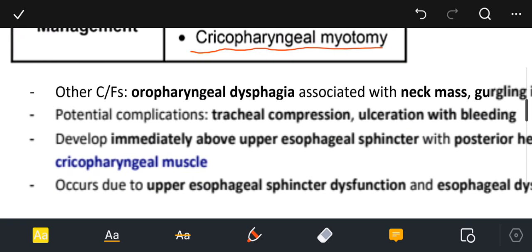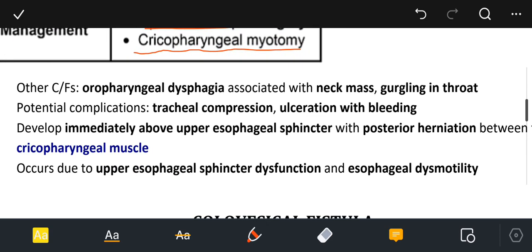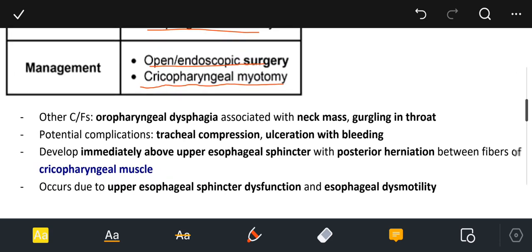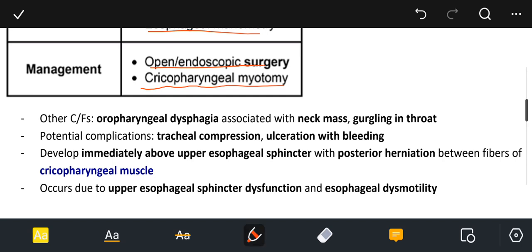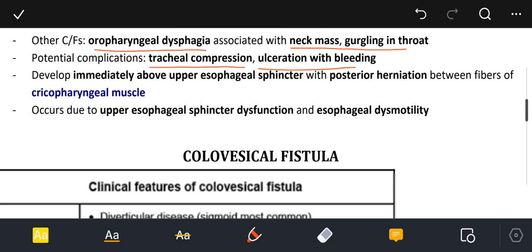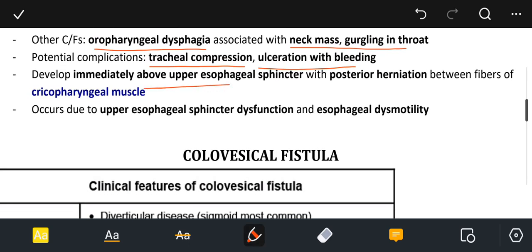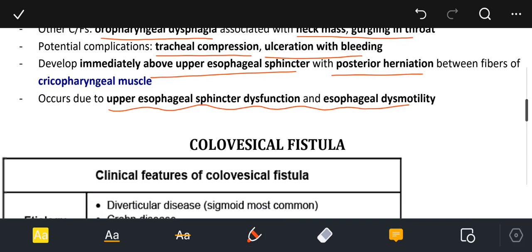The next point is about other clinical features. They include oropharyngeal dysphagia associated with a neck mass, and gurgling in the throat. Potential complications include tracheal compression and ulceration with bleeding. It develops immediately above the upper esophageal sphincter with a posterior herniation between the fibers of the cricopharyngeal muscle. It occurs due to upper esophageal sphincter dysfunction and esophageal dysmotility.